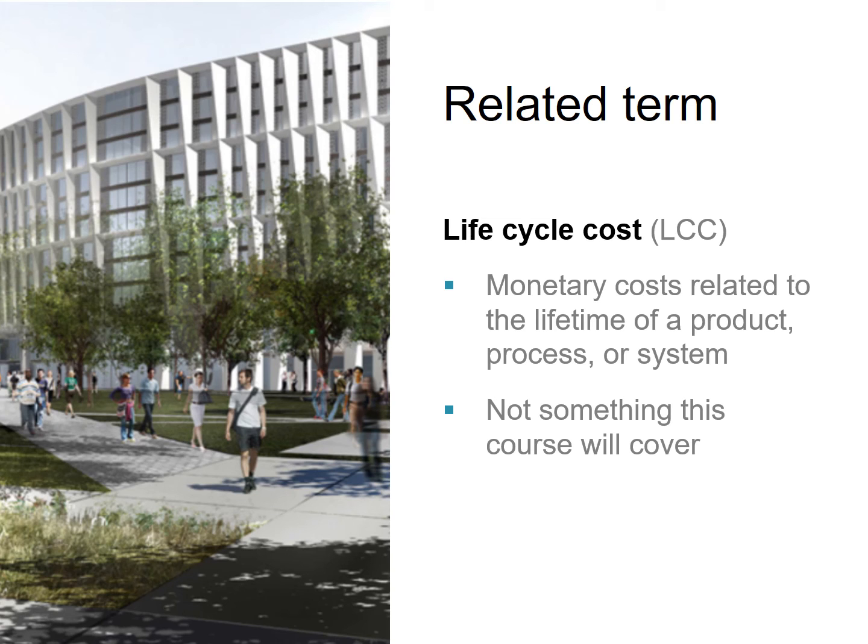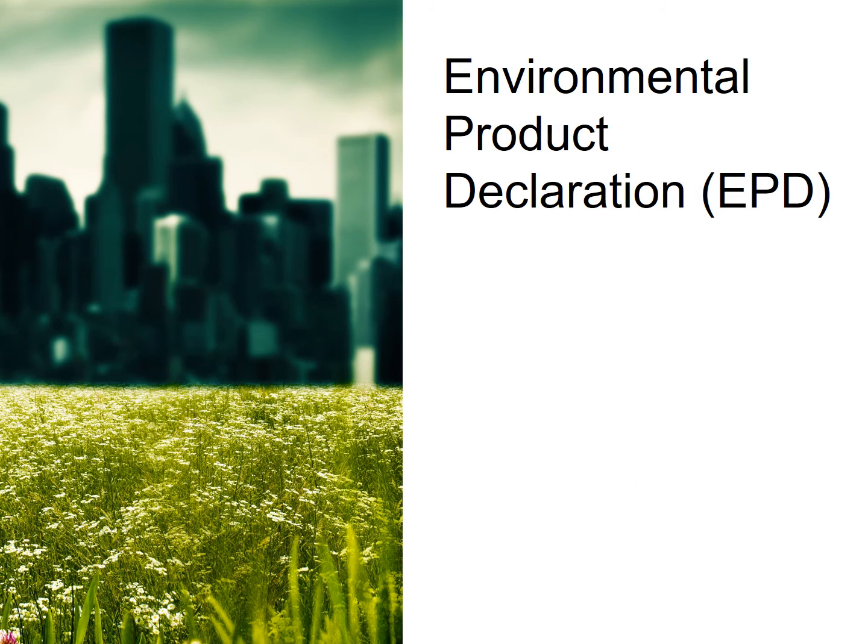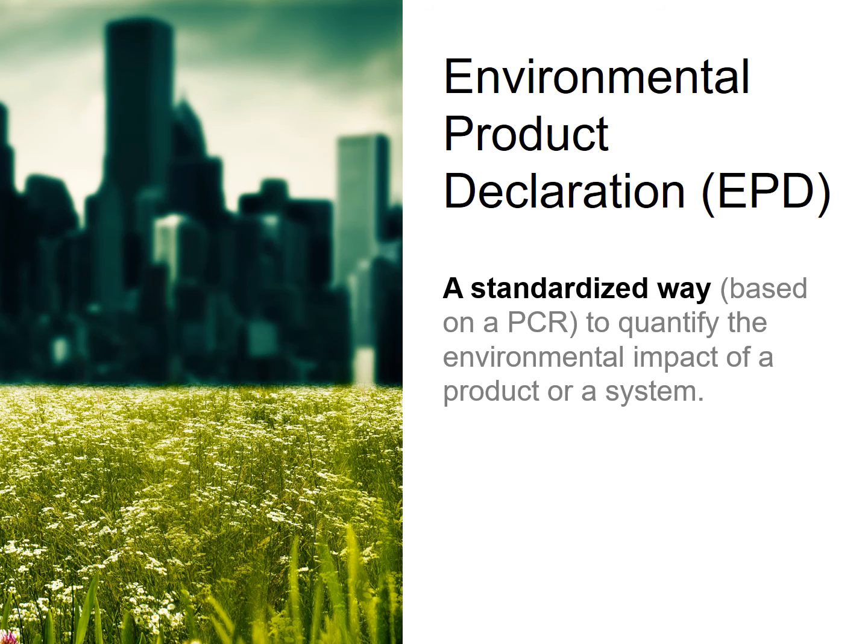Okay, now after the LCA has been completed, we can consider conducting and completing an EPD. An environmental product declaration, or an EPD, is a standardized way to quantify the environmental impact of a product or a system. The scope and format is standardized by the rules in the PCR for that product. The results of the EPD are based on the results of an LCA.